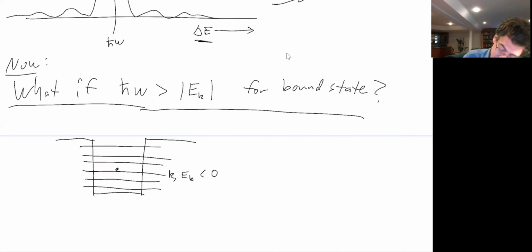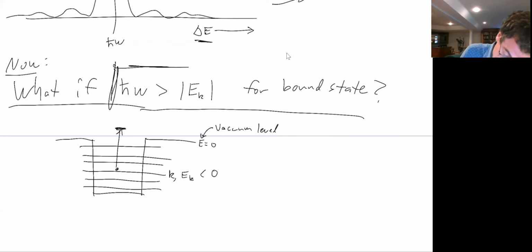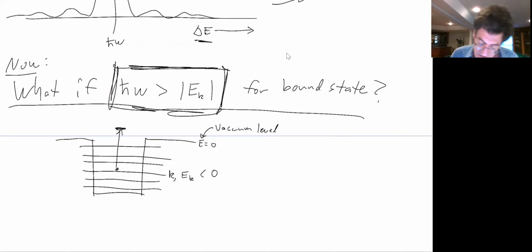So that means that if I absorb the energy h bar omega, then I'll go up to this level somewhere here, and this level here is 0, the vacuum level. We'll call that the vacuum level. The vacuum level equals 0. That's just what we call it. And so now we see that if h bar omega is bigger than the absolute magnitude of E_k, then that leads to ionization.